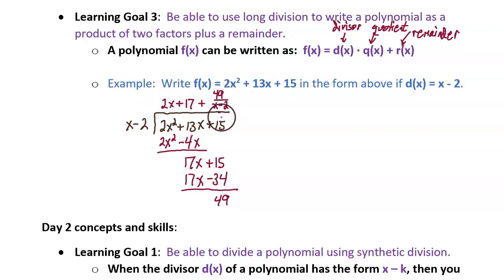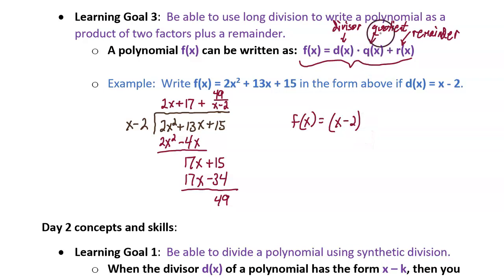Okay, here is the result from using long division. We just need to make sure we're following the directions and we're writing it in this format right here. So it says write f of x as this times this plus the remainder. Let's do that. What was d of x? It was x minus 2. We were given that to begin with.